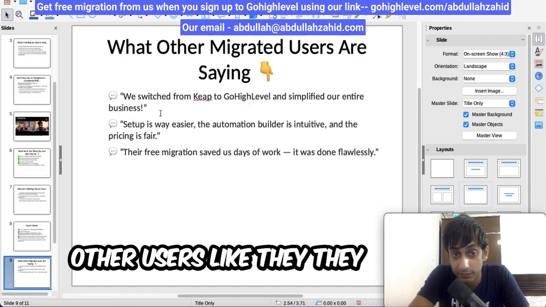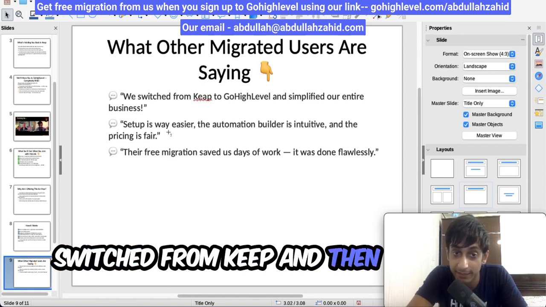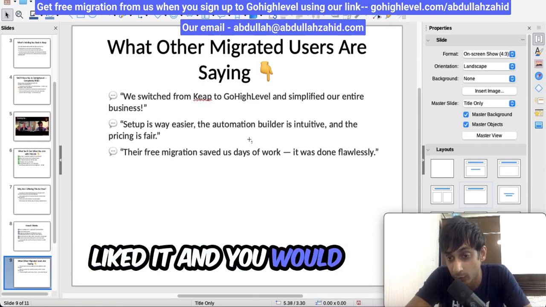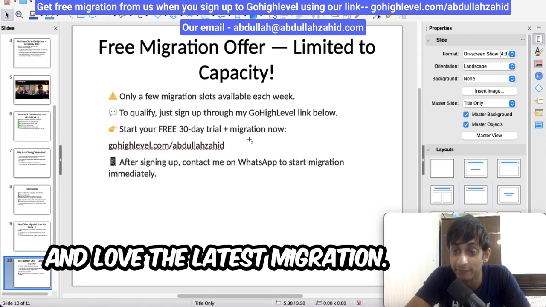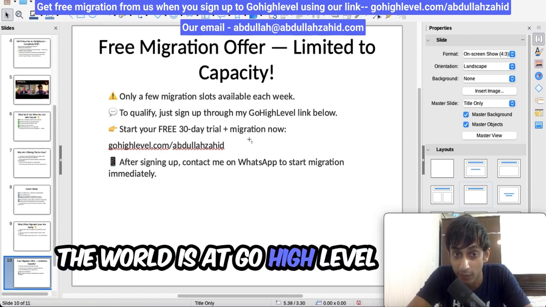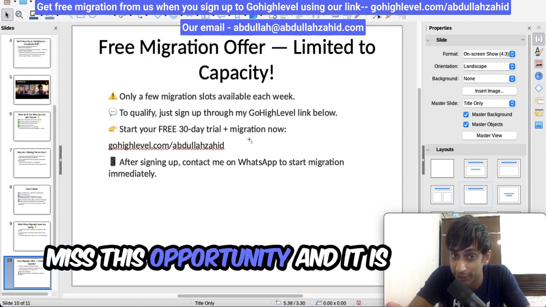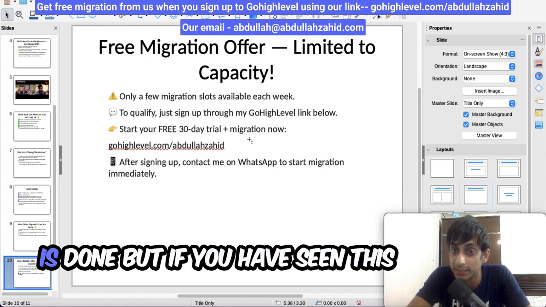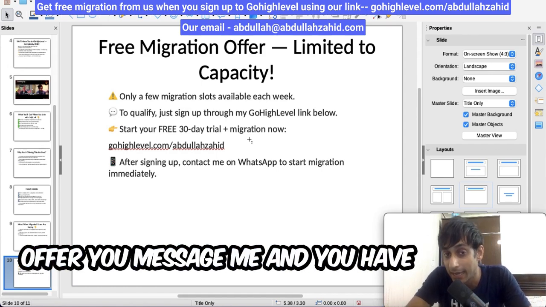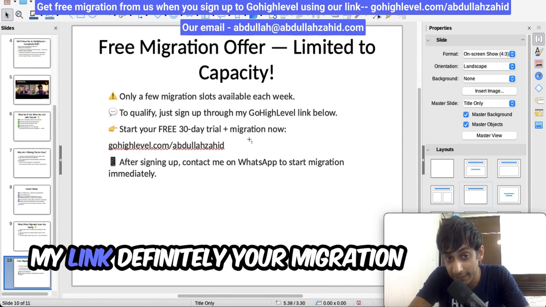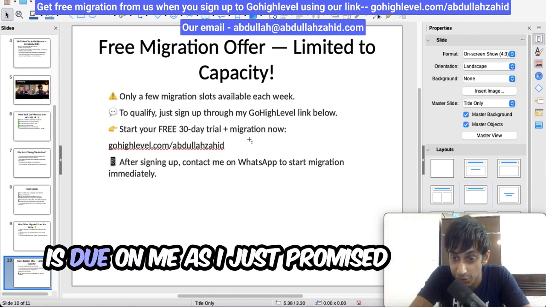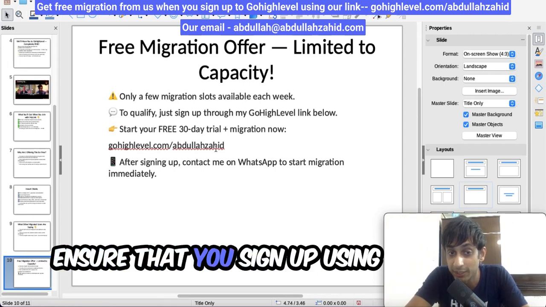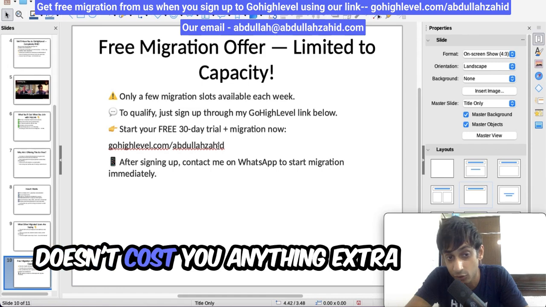Other users switched from Keap, and the setup was easy. They really liked the migration, and you would definitely enjoy the process and love the latest migration. The world is at GoHighLevel right now. You should not miss this opportunity. And it is limited in capacity, because it's a manual task. But if you have seen this offer, you message me and you have signed up to GoHighLevel using my link, definitely your migration is due from me, as I just promised with my team. So please ensure that you sign up using this link. It doesn't cost you anything extra.